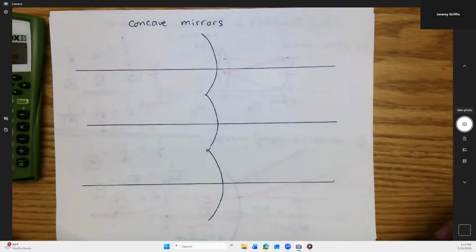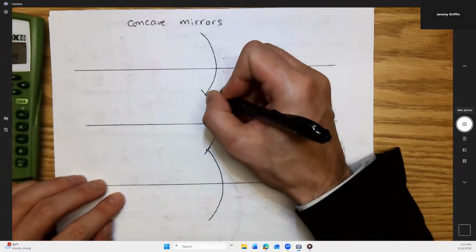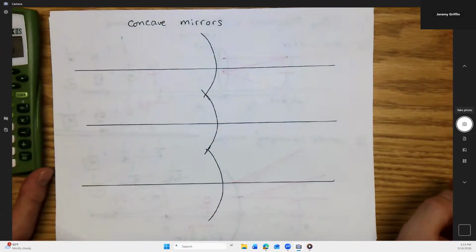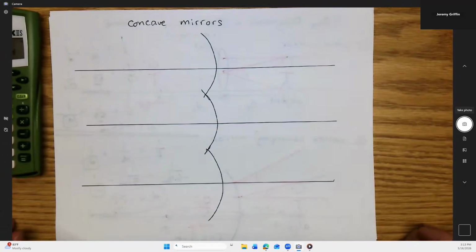Okay, 3 concave mirrors. You guys got 3 concave mirrors going? It might be a little bit of a tight fit. They might overlap, but that's okay. You guys will distinguish. Okay. Got it. You guys got 3 mirrors. All right. So now we're going to be looking at the front side of the spoon.